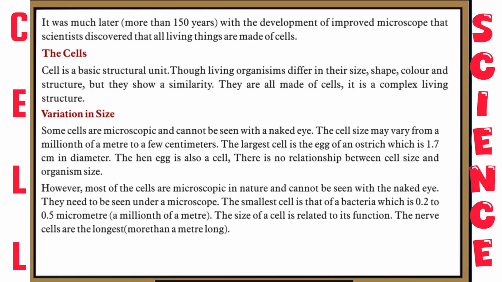There is no relationship between the cell size and organism size. However, most of the cells are microscopic in nature and cannot be seen with the naked eye. They need to be seen under a microscope. The smallest cell is that of a bacteria, which is 0.2 to 0.5 micrometer, that is a millionth of a meter. The size of a cell is related to its function. The nerve cells are the longest, that is more than a meter long.